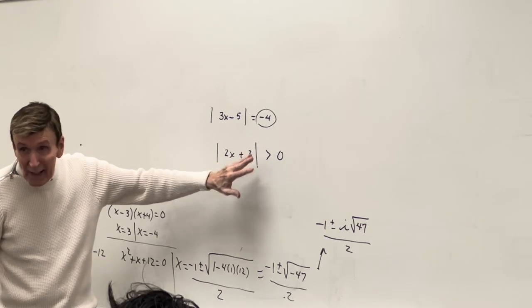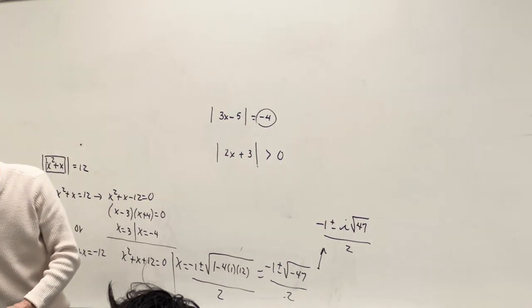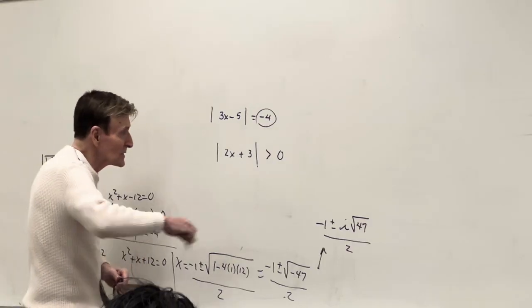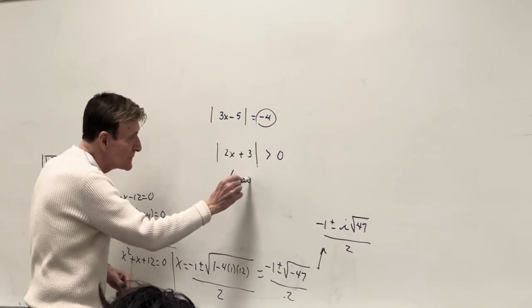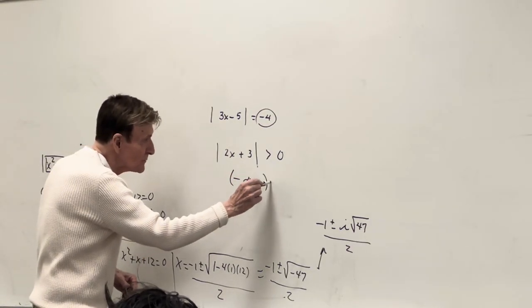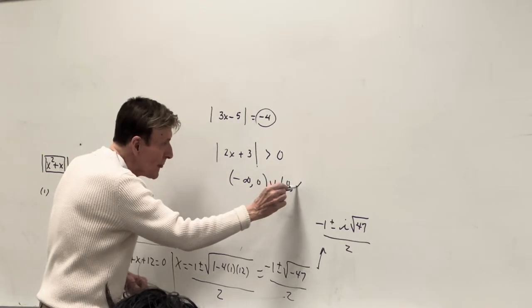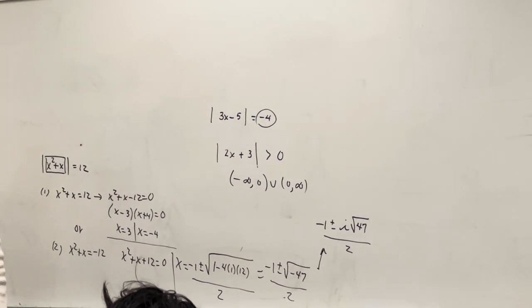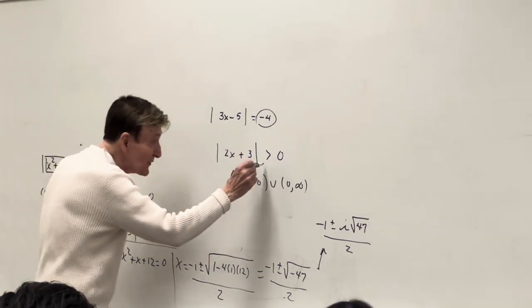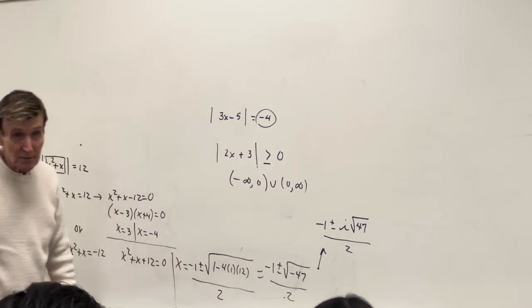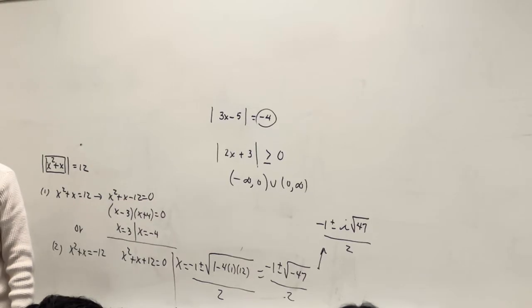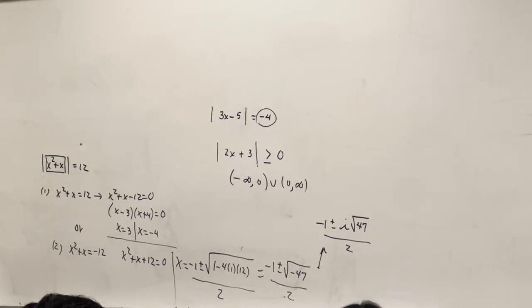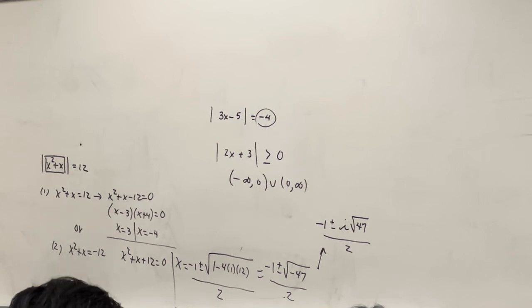So the way it looks right now, everything would work except -3 halves. It looks like this in interval notation. Now if I had done this, now what's the answer? All reals, everything works. Okay. Little notion about absolute value.